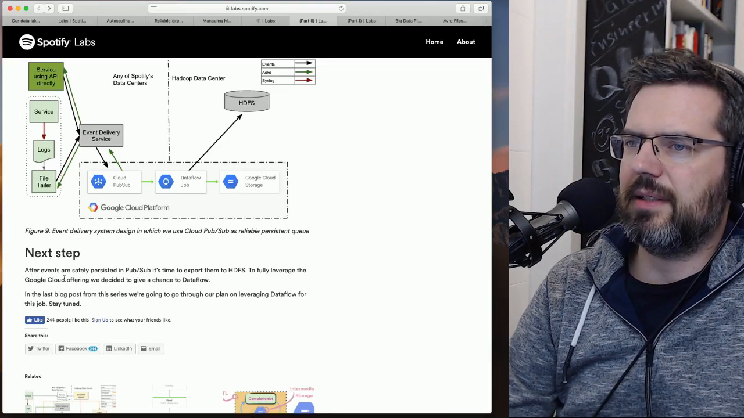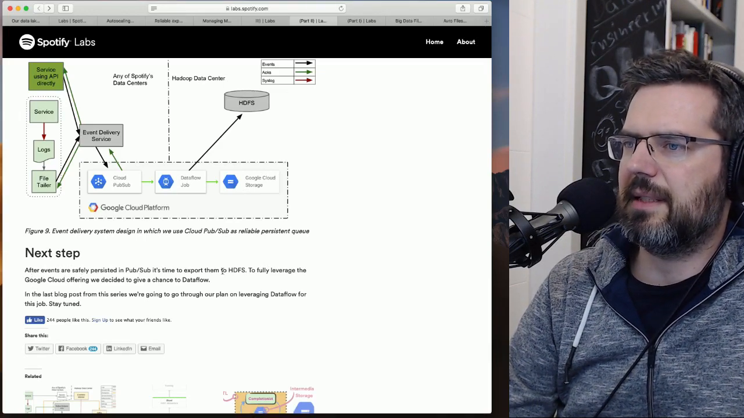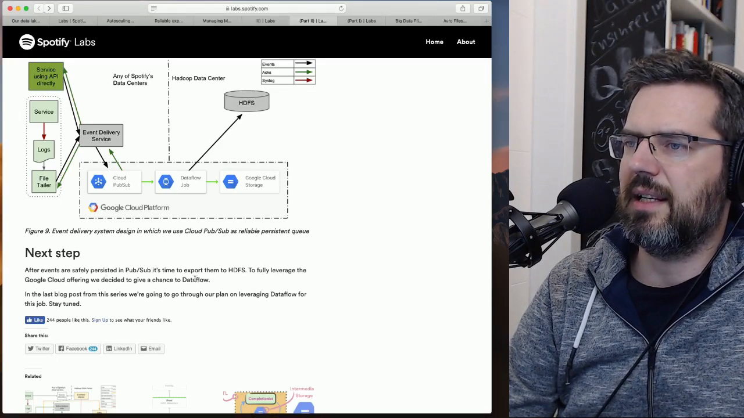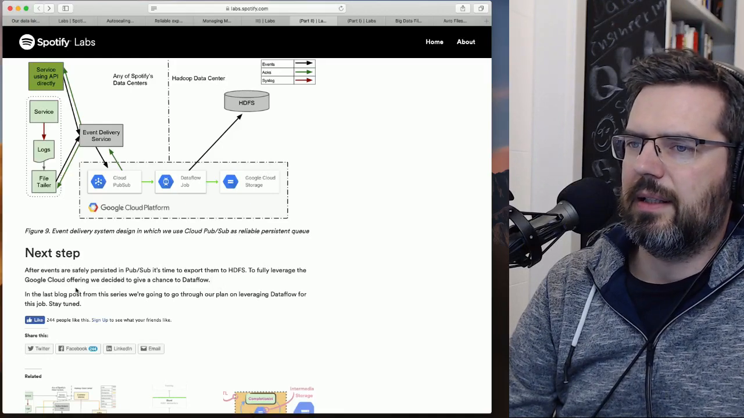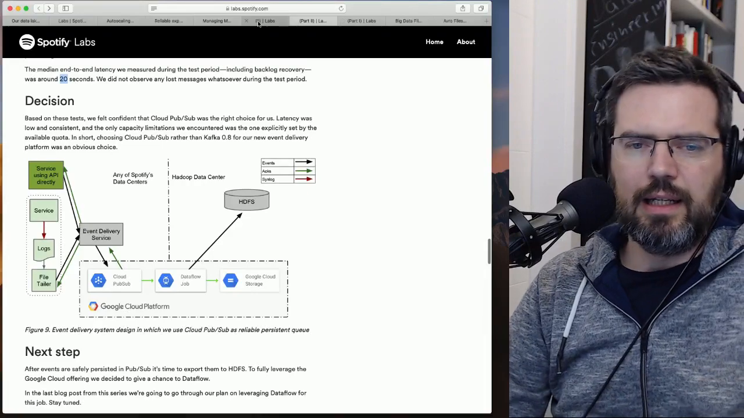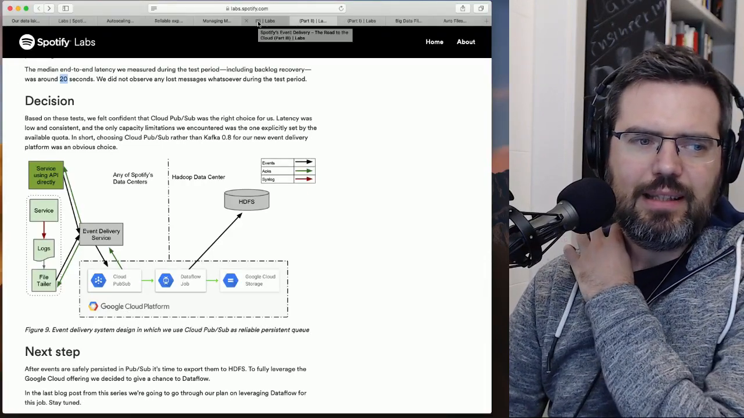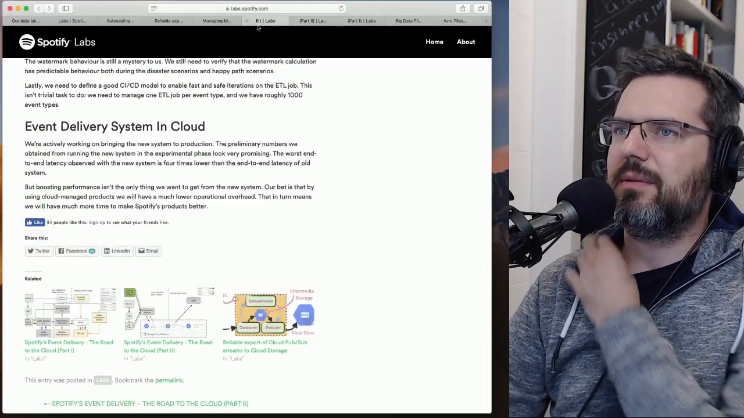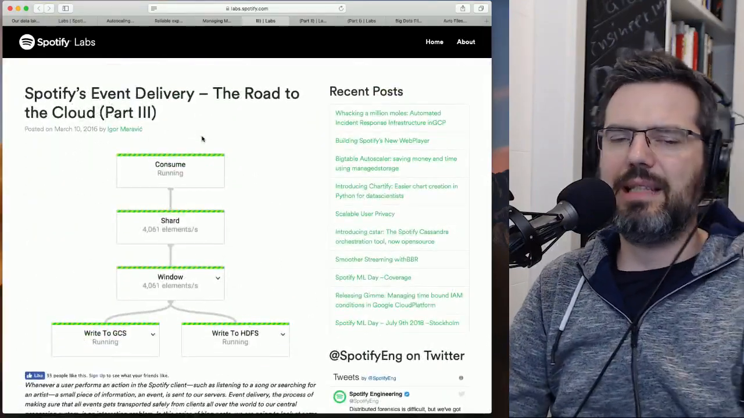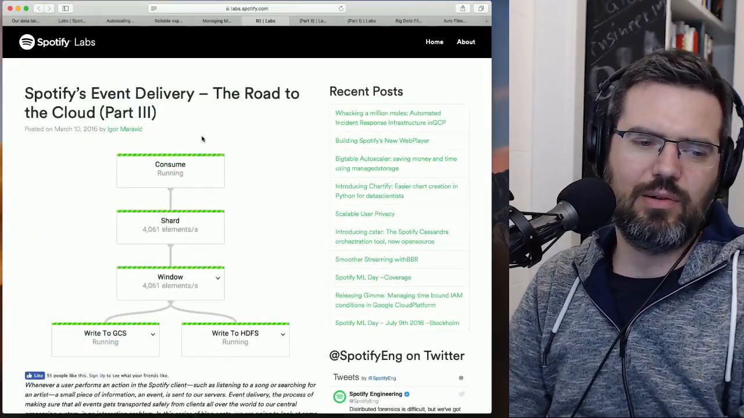Next step: after events are safely persisted in PubSub, it's time to export them to HDFS to fully leverage the Google Cloud offering. We decided to give a chance to Dataflow. This is the next blog post, Dataflow. Yeah, this one I'm not 100% sure. I have looked into it. The problem is I'm not the expert with Dataflow.